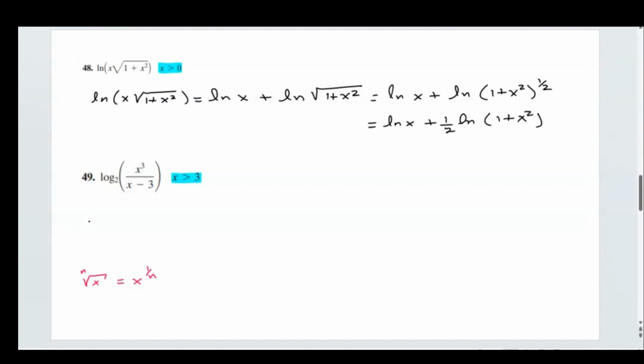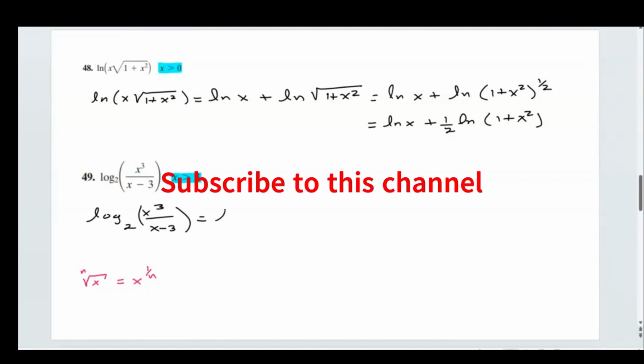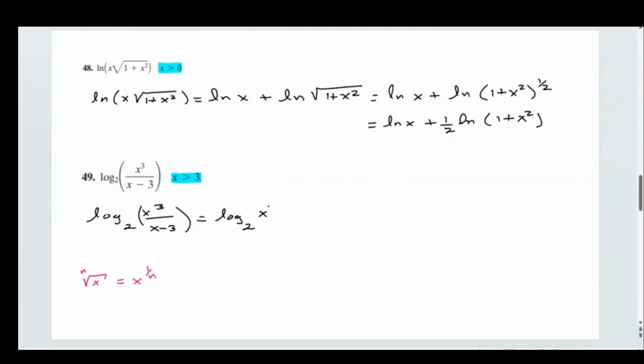My next case is this, log in base 2 of x to the third over x minus 3. So we have a quotient. We're going to break this as a difference of logarithms. This is log in base 2 of x to the third minus the log in base 2 of x minus 3. Now, of course, we bring this power as a factor, so you can say 3 log in base 2 of x minus the log in base 2 of x minus 3.